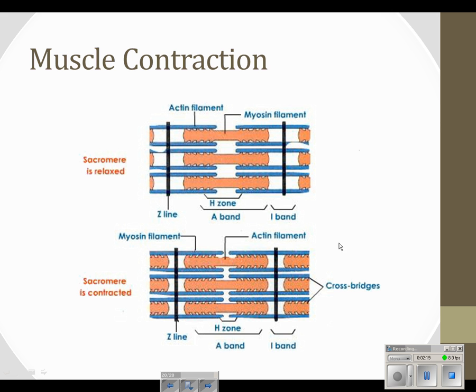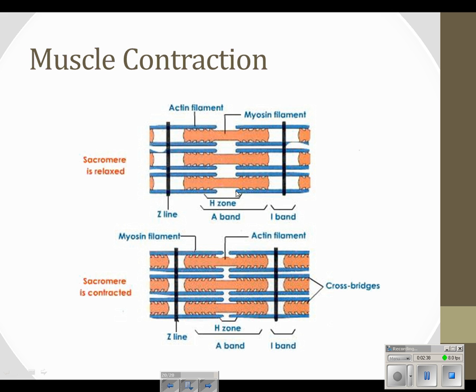And what's going to happen is they're going to overlap. So if you were to take your fingers and your hands and kind of push them together, your fingers overlap, and that's what happens when a muscle contracts. And then they come apart, and that's when it relaxes. So where they overlap is going to be called the H zone.